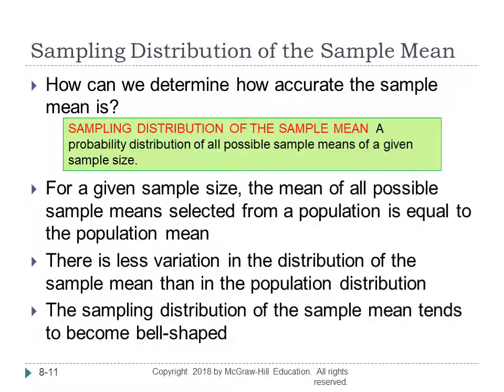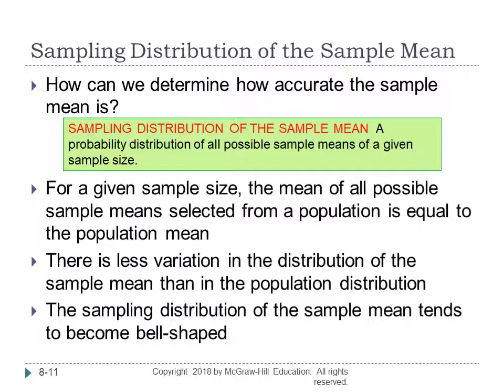The sampling distribution of the sample mean is a probability distribution of all possible sample means of a given sample size. You can imagine a population and you're interested in a certain sample size. Now if you take different samples of the same size, you will get different means. Of course the mean itself is a variable. The probability distribution of all the possible samples of the same size is called the sampling distribution of the sample mean.